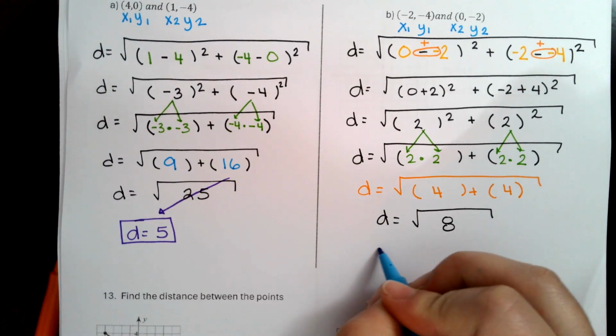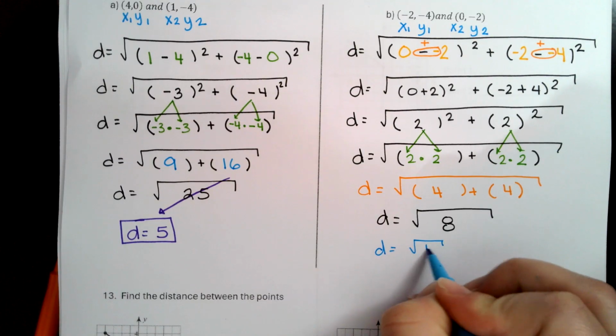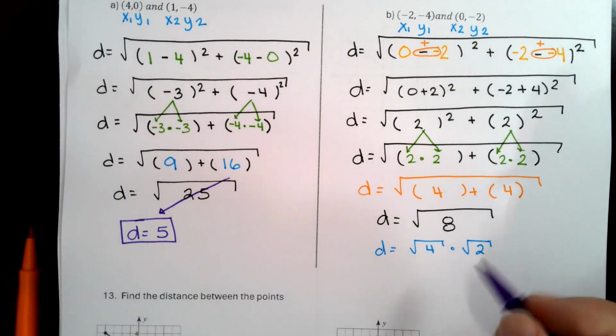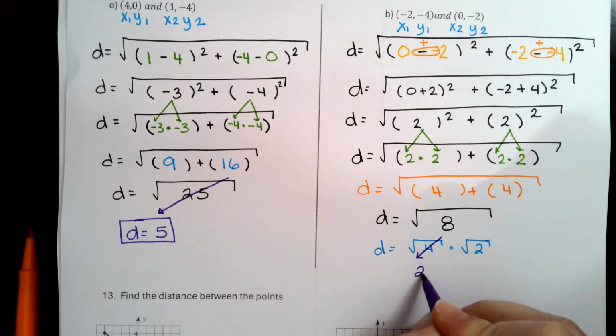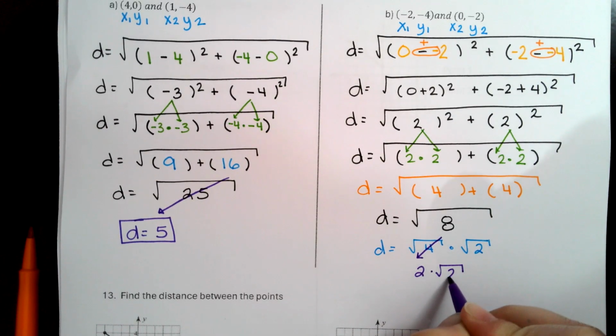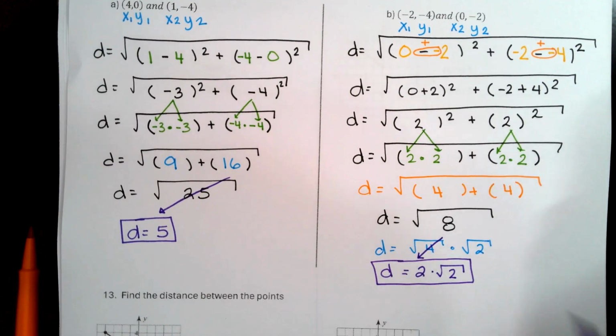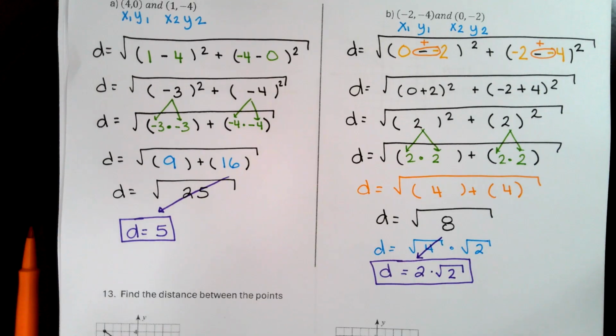So to simplify that, we're going to break apart 8 into the square root of 4 times the square root of 2. And the square root of 4 is 2 without the house. Square root of 2 is with the house. So our answer is 2 root 2, or 2 times the square root of 2.